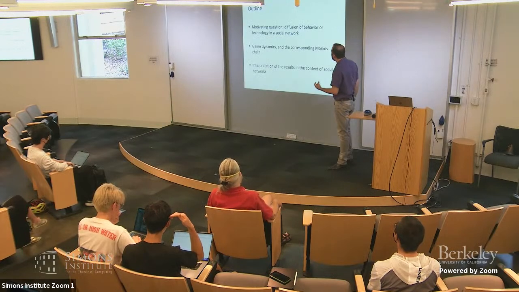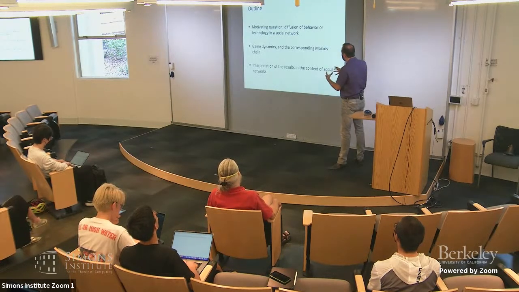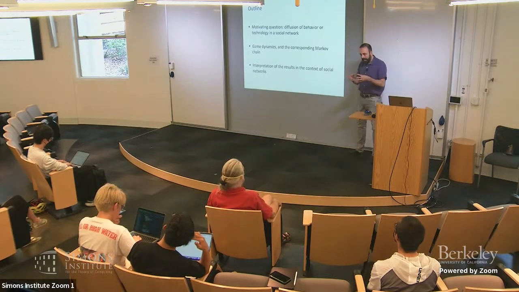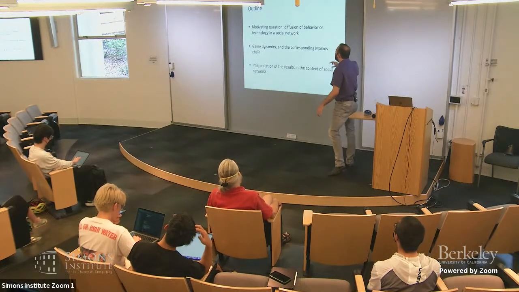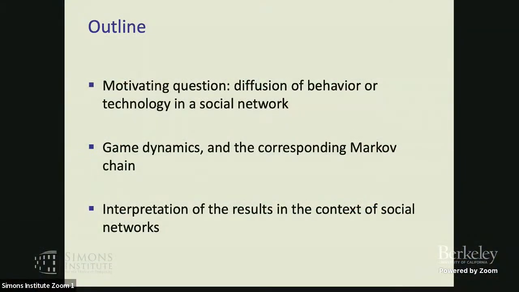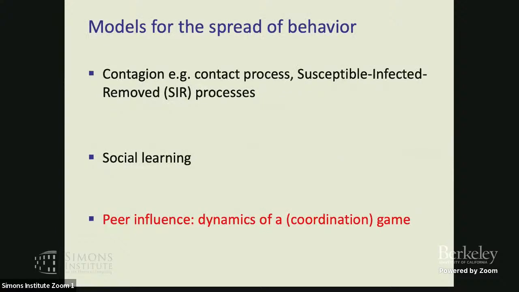So the motivating question is, when you look at the diffusion of behavior or technology in a social network, I'm going to look at it as the dynamics of a game. I'm going to model it as the best response dynamics of a game on a network, and try to derive the equilibrium of the game and the evolutionary dynamics, and then come back to interpret this in the context of social networks. So this pretty much is the same as Matt's last slide.